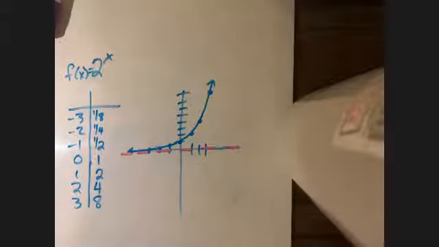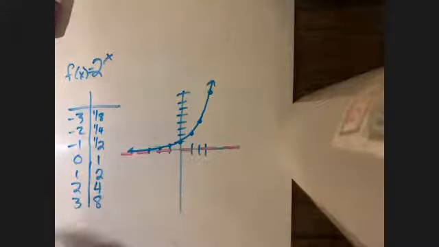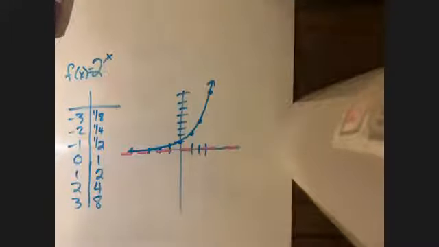Now then, this is also the pattern for any exponential that has a base bigger than 1. So if this was a 3 or a 4 or a 5 or a 2.7 or anything like that, this is your basic shape. It's going to be getting higher on that right-hand side.